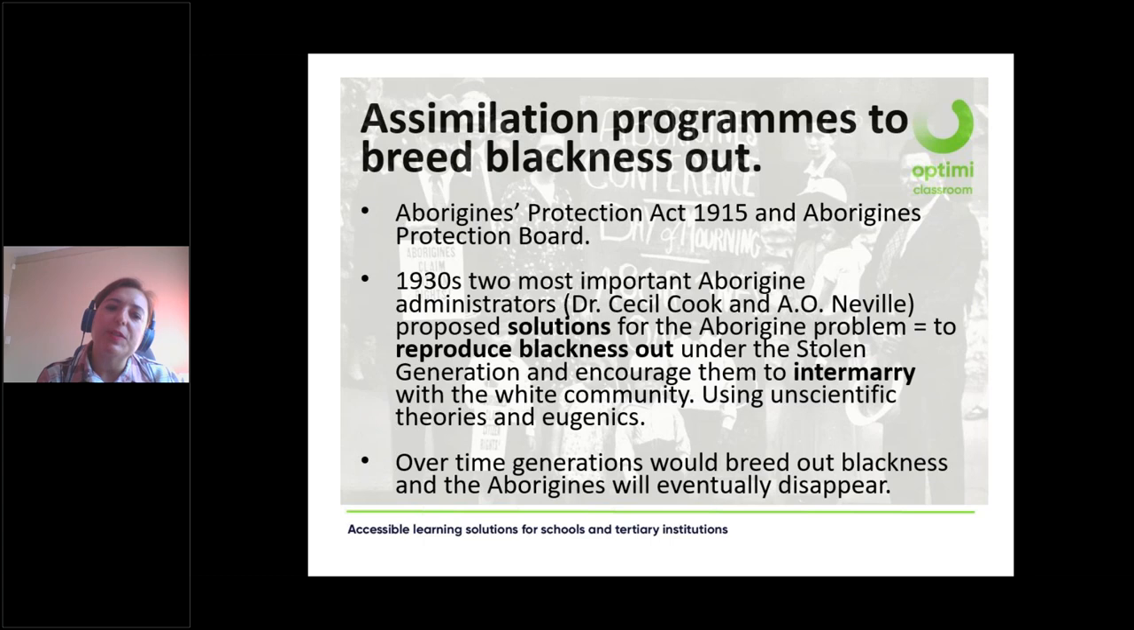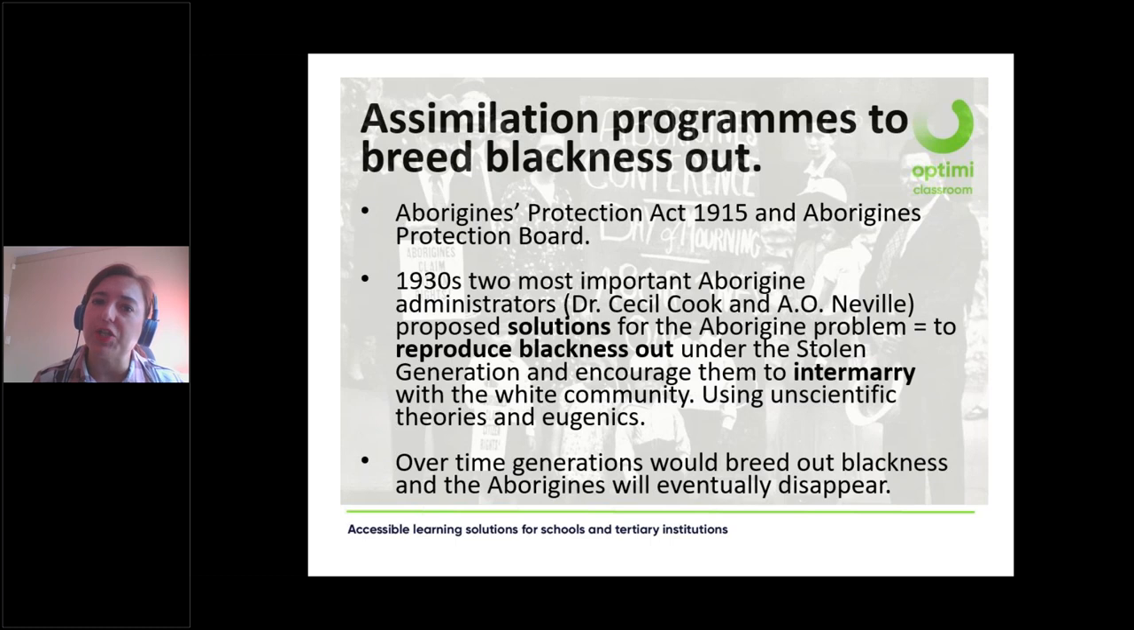Now, they proposed solutions to the Aborigine problem. Now, it also almost sounds like the Nazi Germans that wanted to find a final solution to the Jewish problem, right? So they also now wanted a solution to the Aborigine problem. And they proposed the following, to say that they wanted to reproduce blackness out under the stolen generation.